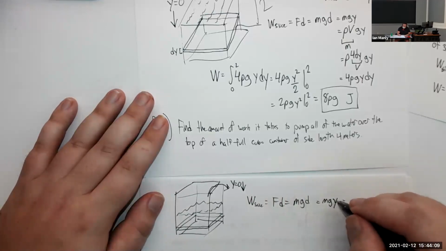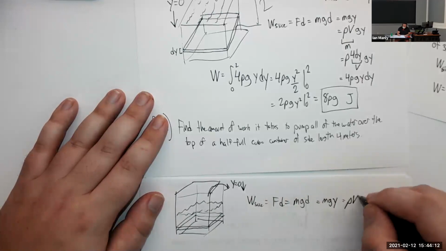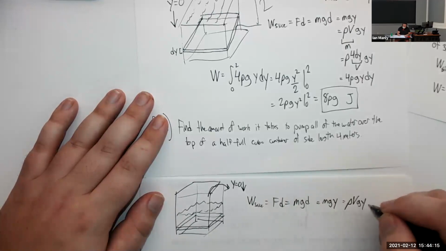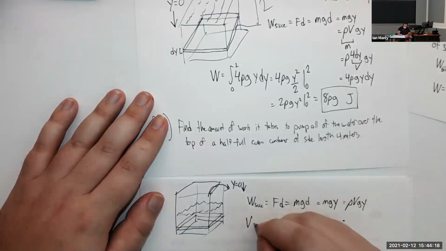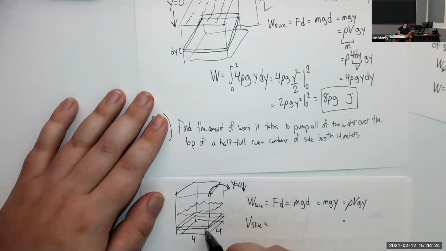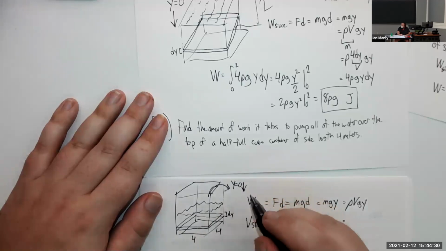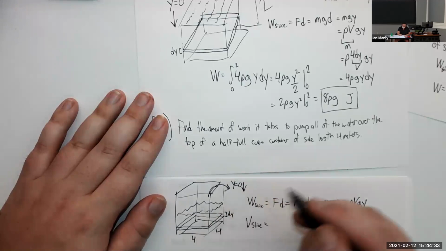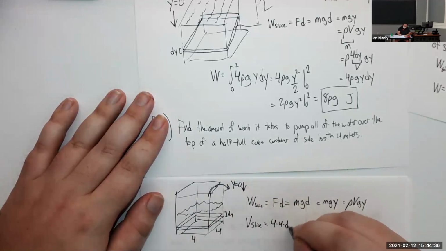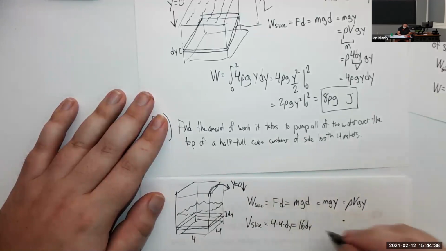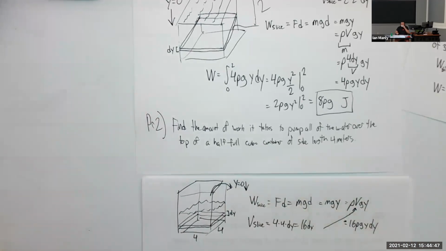All right, now y is okay, g is okay. Mass, we write as rho times v, or the density times the volume. And then the volume of each slice, well, let's see, the side lengths were 4, right? So this is 4, and then as always, if we have something very thin in the y direction, we're going to call that dy. So we're going to have 4 times dy, or 16 dy. So that will go in right here. And then we get 16 rho gy dy. There we go.